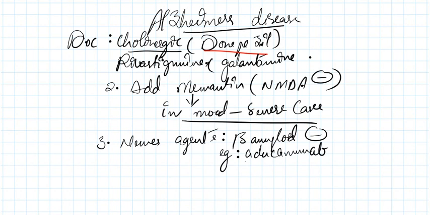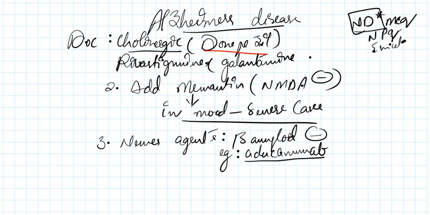It's a very important thing. Why? Because newer drugs are always potential MCQs in NEET PG as well as in INICET. So newer drugs are very much important, right? Aducanumab can be used in mild cases. So up to there it's okay with Alzheimer's disease.